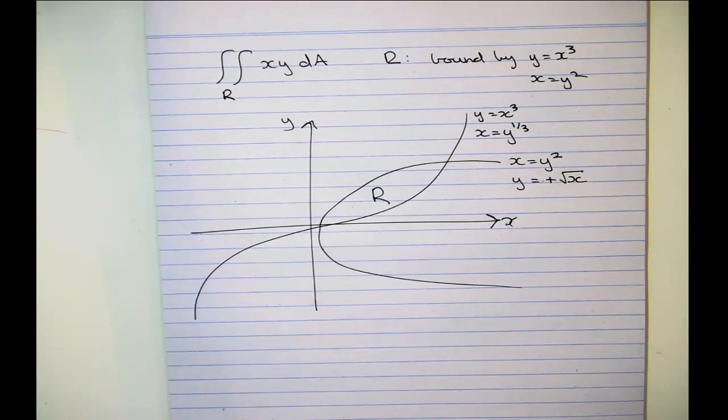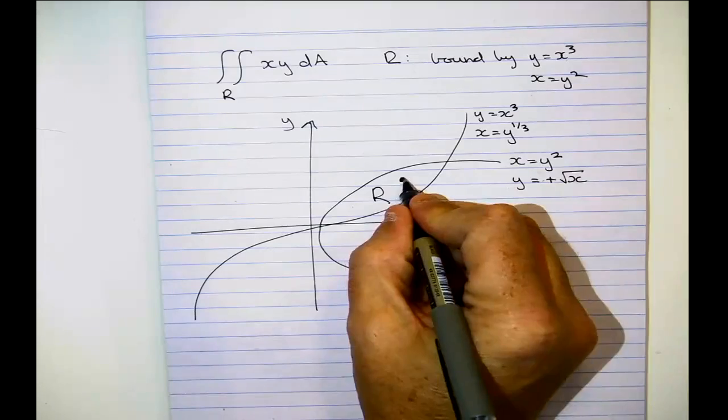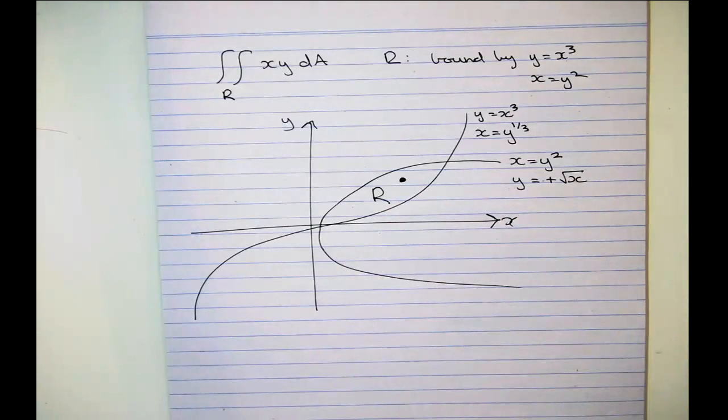Now I've got to decide which way I want to do it. Let's say I want to integrate with respect to x first. I imagine I'm sitting anywhere inside the region. It doesn't matter where it is.